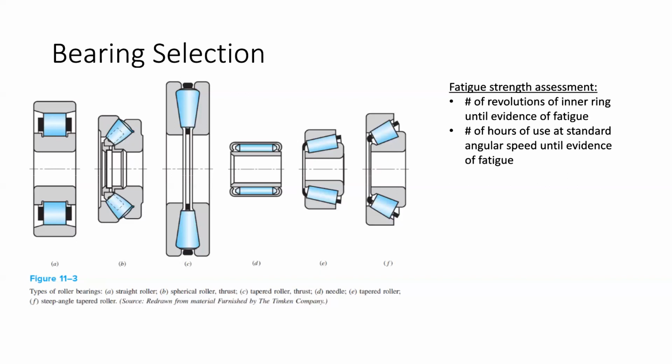Support some minimum amount of radial, axial, and moment load. And by quantifying how many of those loads you have over what kind of alternation over its lifetime, you want it to survive a certain number of revolutions. So typically the bearing manufacturers will define this in one of two ways. They'll specify the number of revolutions of the inner ring until you have evidence of fatigue, or the number of hours of use at standard angular speed.